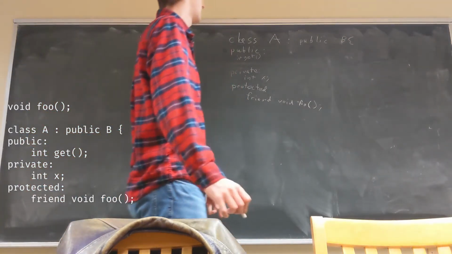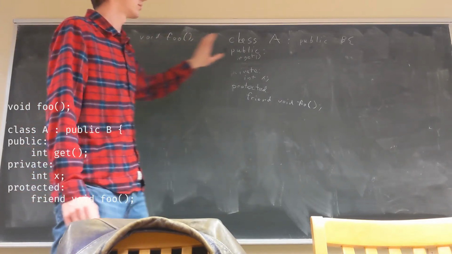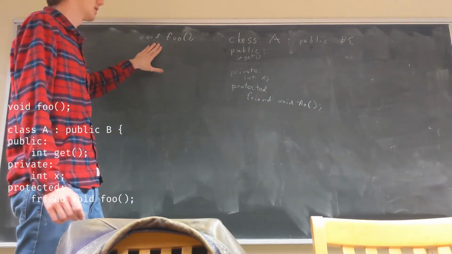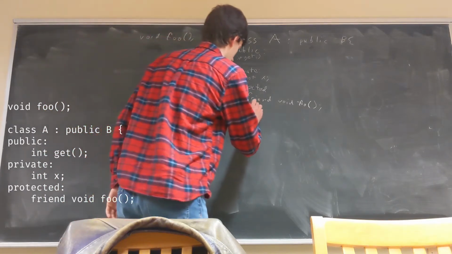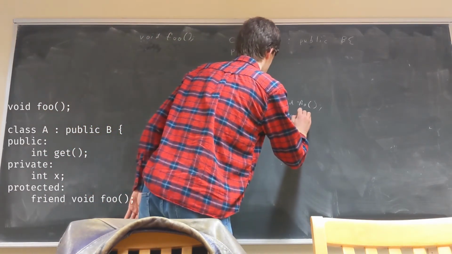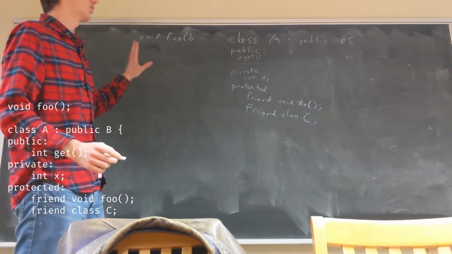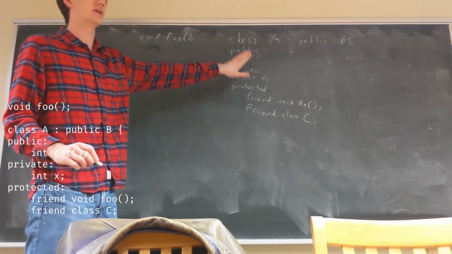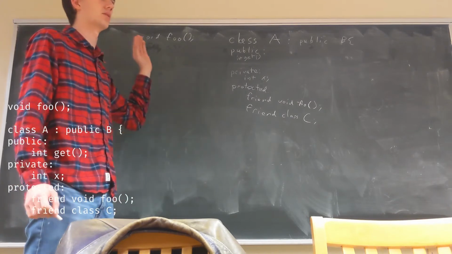You can actually do the same thing to an entire class. If you had another class called B, ignoring our inheritance structure here, or another class called C, you could do a friend class declaration. So I could say friend class C, which would mean that any code within the class C can access private and protected members of A, regardless of the fact that it's not part of A.